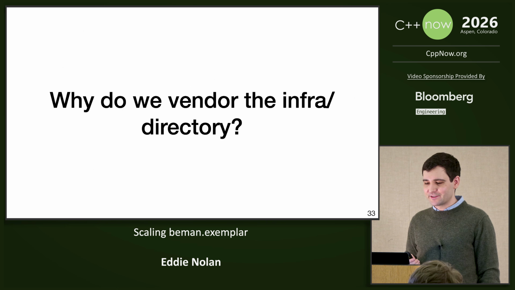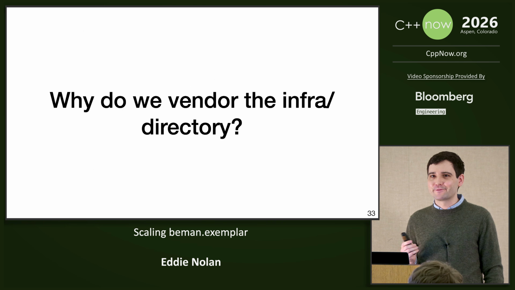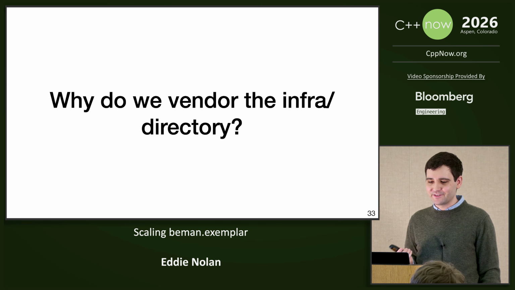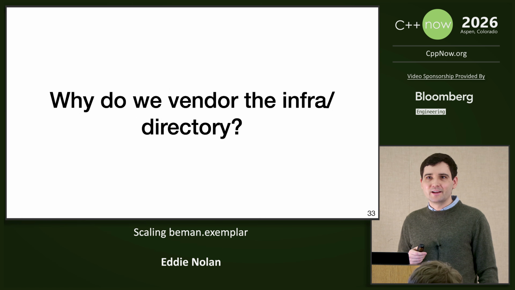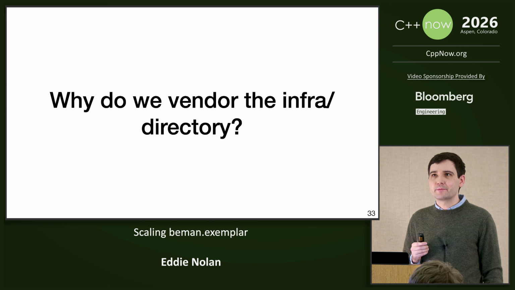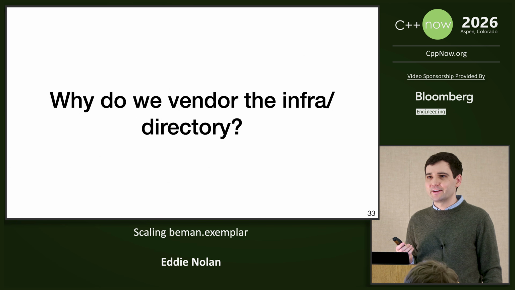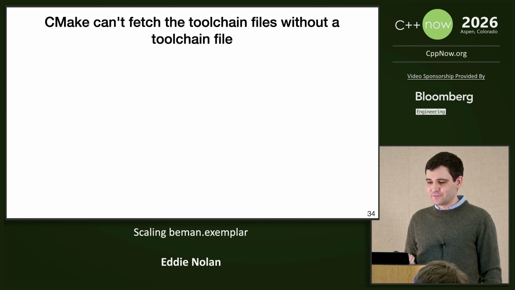So that might raise the question, why are we still vendoring this infra directory? Why is it just a copy with all of these files in it? We probably should properly package most of the files in that directory, but there's sort of a problem with the toolchain files, which is that CMake can't fetch the toolchain files without already having a toolchain file.